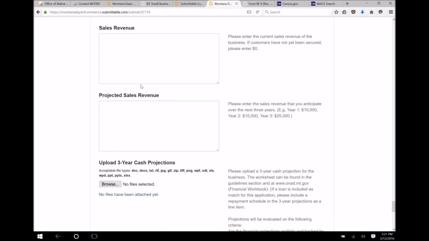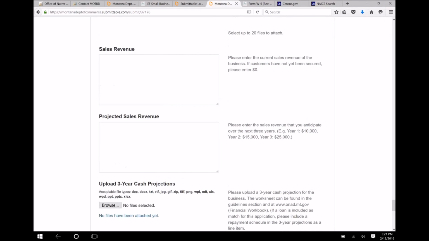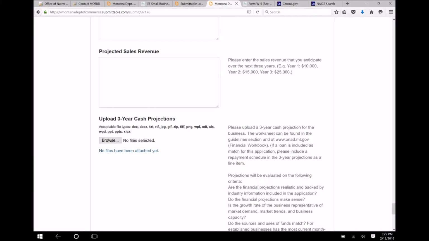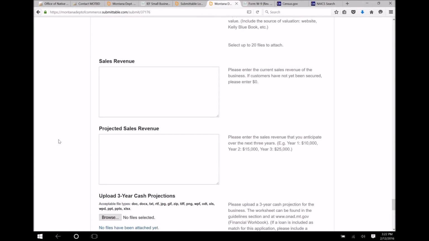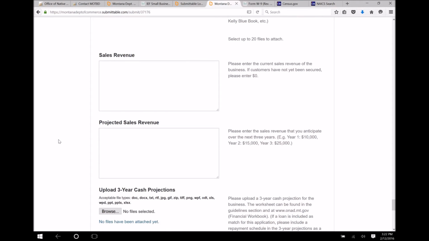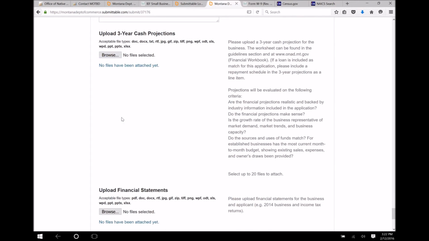make sure you save that as a different file, because it's a protected file. So here's your actual sales revenue. This is the finance section. This is your sales revenue from your actual past. You would want to attach either a copy of your taxes, or a copy of your receipt books, or some kind of documentation. And then here is your projected sales. This is for all you startups, so you would put something here, but not necessarily here. And then you'd upload your cash projections from Census.